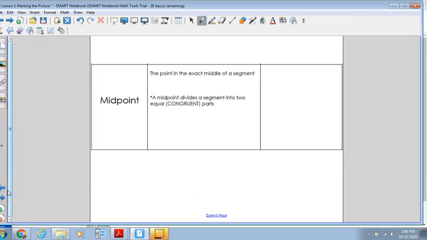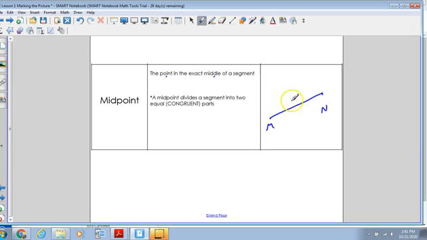Our second important word is midpoint. Midpoint we talked about before, and it's exactly what it sounds like. It's the point in the exact middle of a segment. A midpoint divides a segment into 2 equal or congruent parts. Let's say we had a segment right here. Let's call it MN.